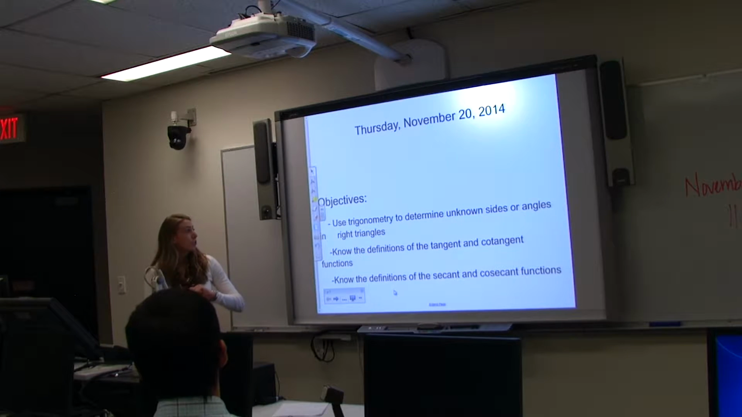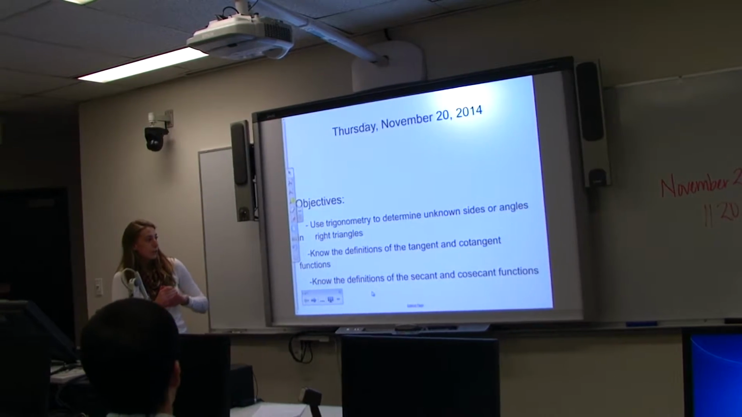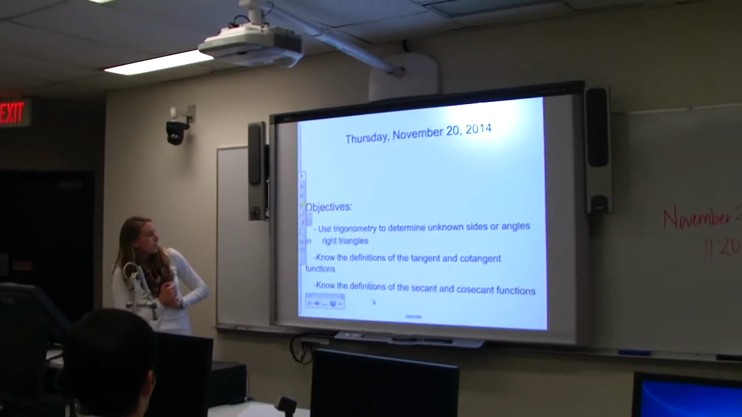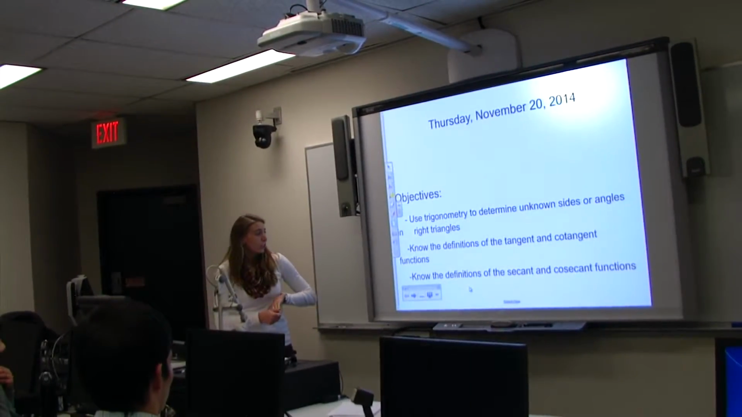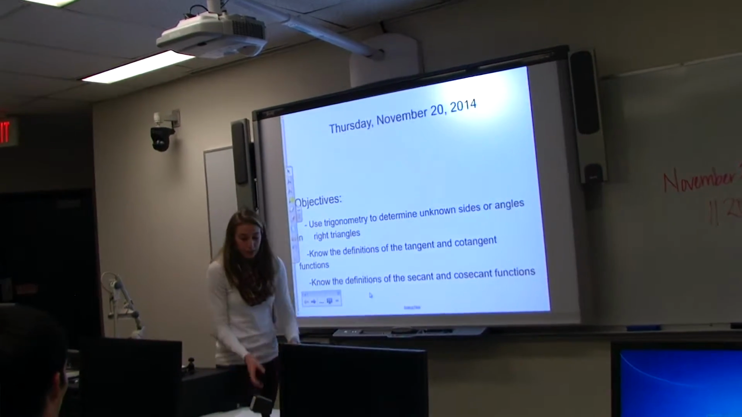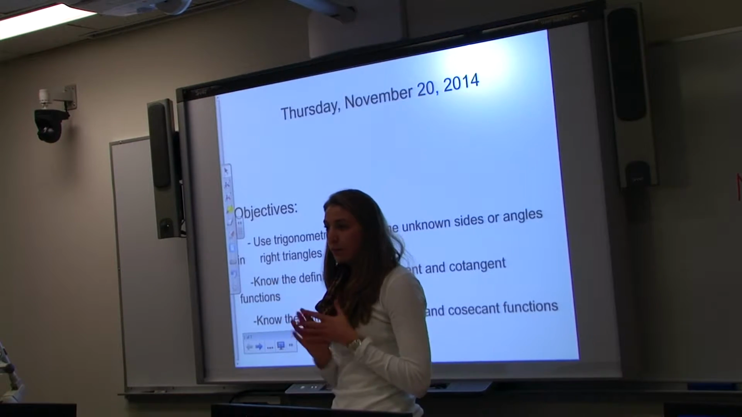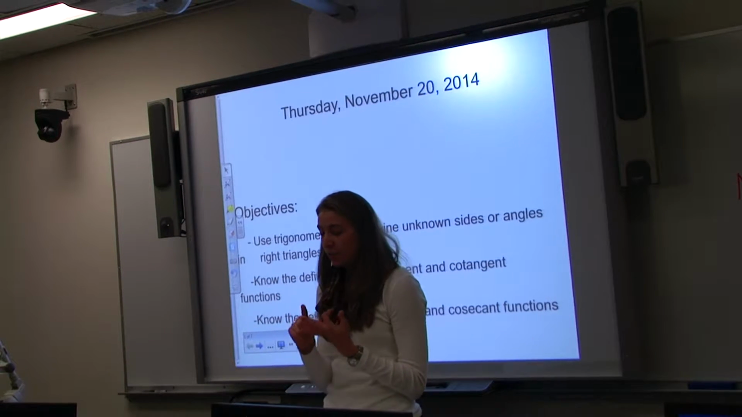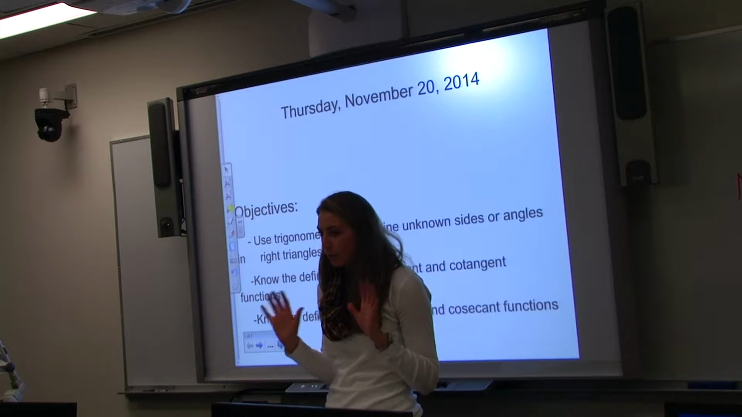Learning right triangle trigonometry. Our objectives are to use trigonometry to determine unknown sides and angles of right triangles, and to know the definitions of the tangent and cotangent functions, and the definitions of secant and cosecant. And we need to pause, because I didn't tell you what you know already. You know the basic sine, cosine, tangent, a little bit of it, a brief overview.